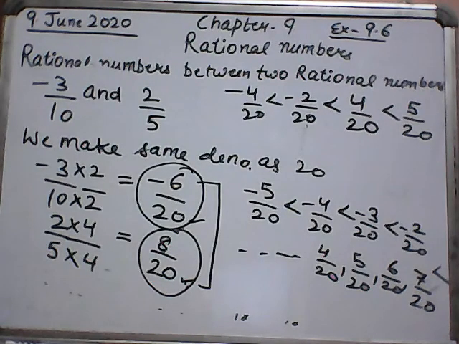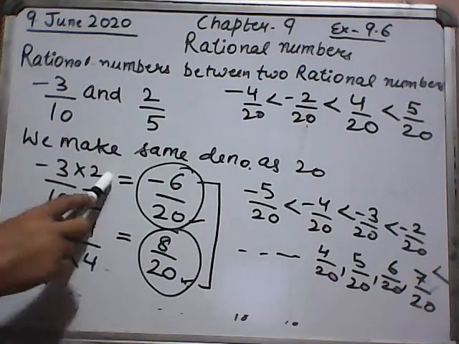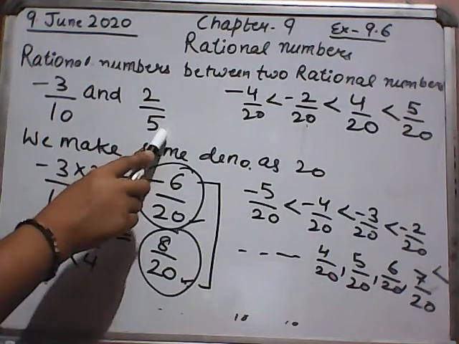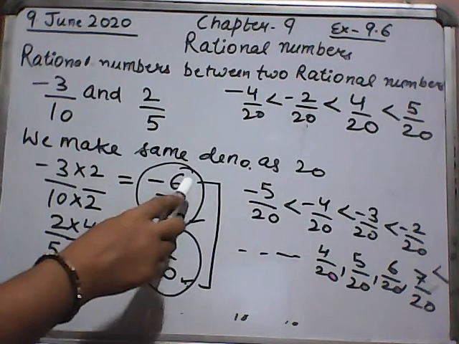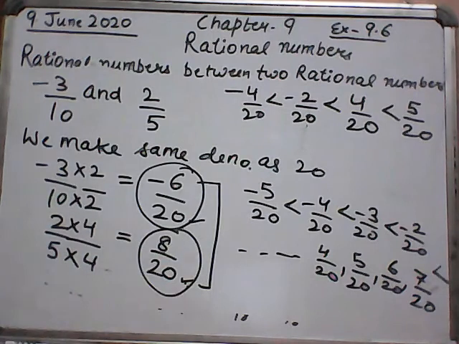In this way, we can find rational numbers in between two rational numbers. Firstly, you have to make the same denominator. How can we make 10 as 20? If we multiply the numerator and denominator by 2, we get the denominator 20. For 2 by 5, if we multiply the numerator and denominator by 4, we get the denominator as 20. Now, minus 6 by 20 and 8 by 20. In between these two rational numbers, there are infinite rational numbers. We can take any four rational numbers between them. Thank you.